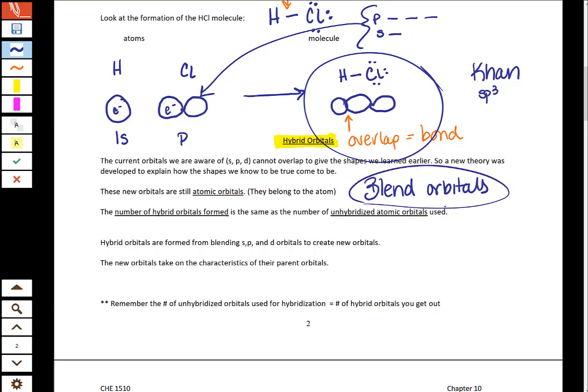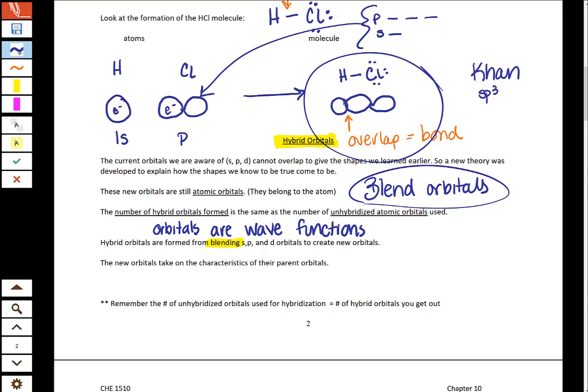And when you start thinking about how that blending happens, remember that your original orbitals are just wave functions. So that means they're math. And so you can take two math equations and average them, even if they're really complex, and we don't do it in this class because it takes way more than we're capable of. So when we talk about blending, it's really taking a mathematical average of the wave functions.